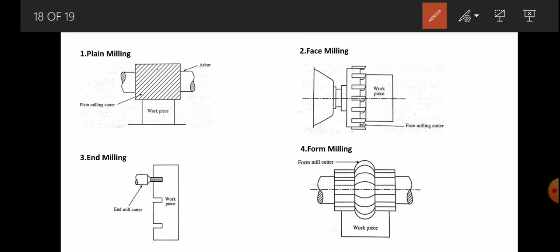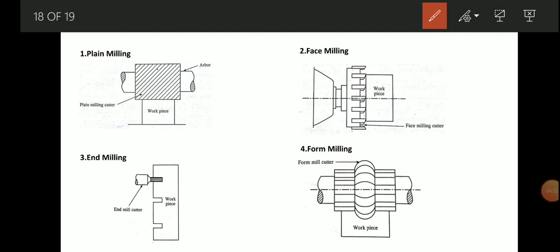It consists of an arbor onto which a plane milling cutter is mounted, and we have a workpiece. It is an operation of producing a plane, flat surface on the horizontal surface parallel to the axis of rotation. It is also known as slab milling. In this operation the depth of cut is adjusted and the machine is started with proper selection of speed and feed.